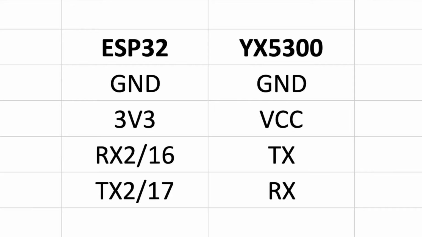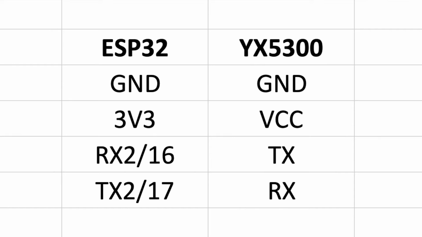The connection on the module to the ESP32 is actually super simple. There's four wires: ground, VCC goes to the 3.3 volts. Depending on how your ESP32 is labeled, the RX2 or 16 pin will go to the TX on the YX5300, and the TX2 or 17 will go to the RX.